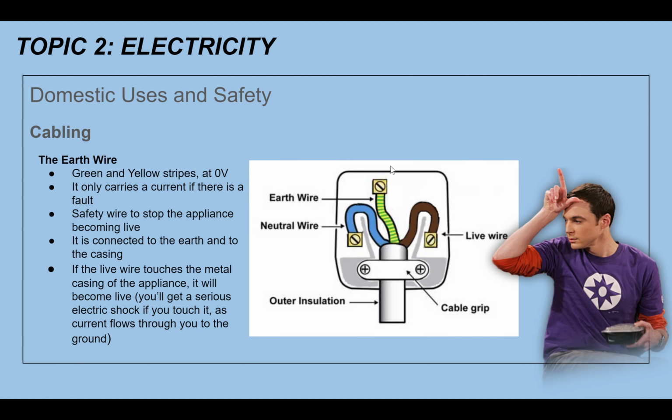So other things about this cable is this is the outer insulation of it. Obviously the outside of the cable itself, if you get what I'm talking about, sometimes when your charger or your earphones get frayed, you can see the wires in them rather than being covered. And there's the cable grip.